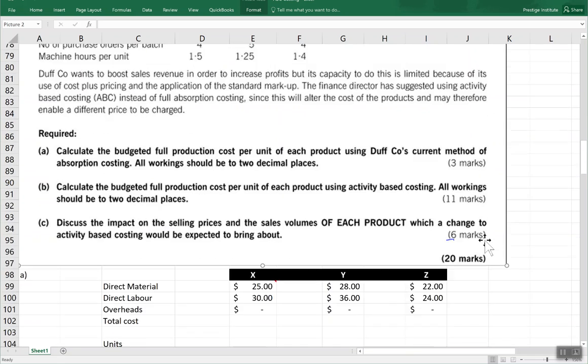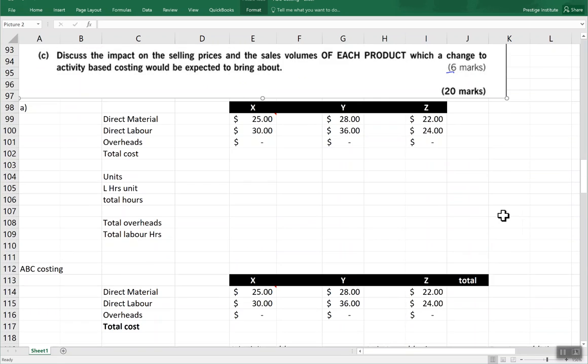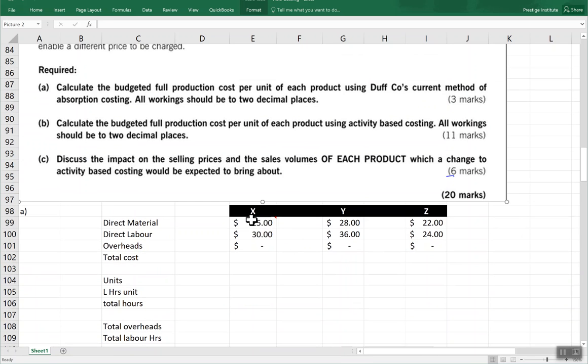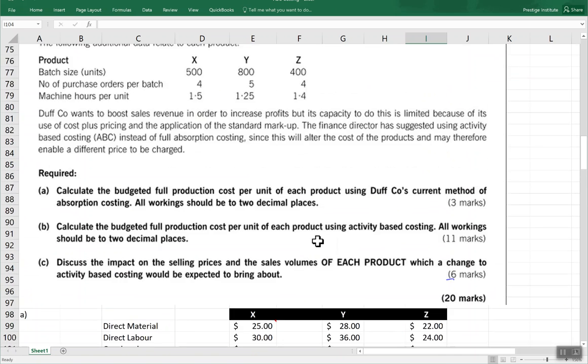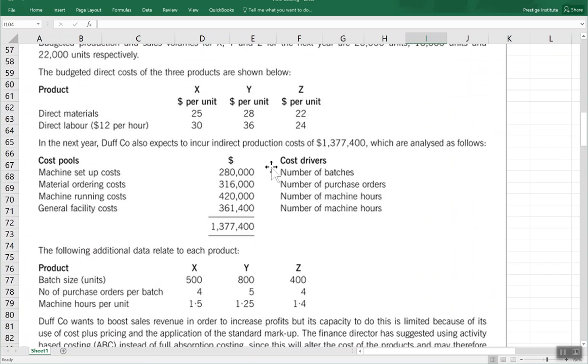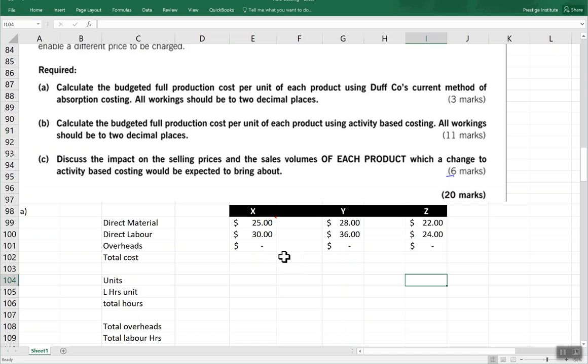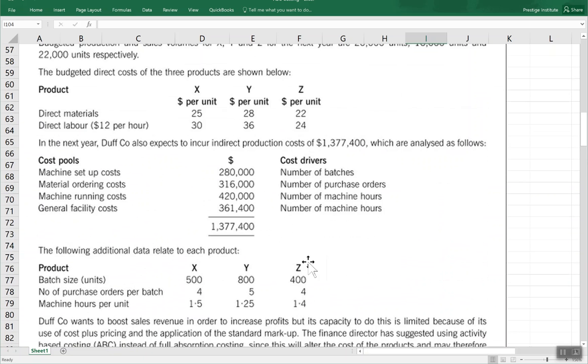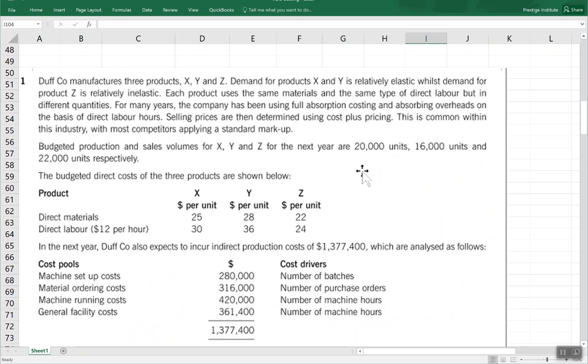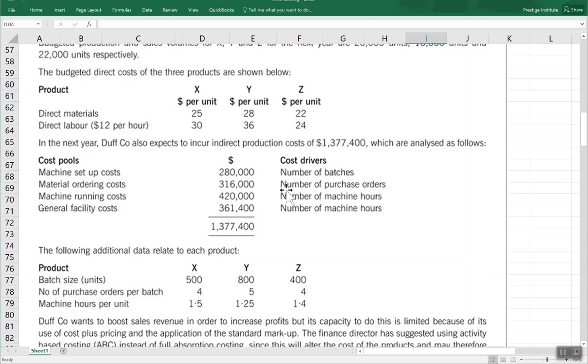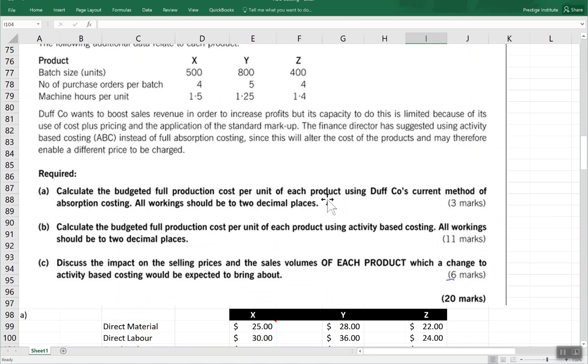Okay, let's look at the absorption costing first. I've already copied the variable cost, which was given here. Now we have to find the overheads to give us the total cost. Remember, they're currently using absorption costing and they're using labor hours, I believe. Using the current method of absorption costing.